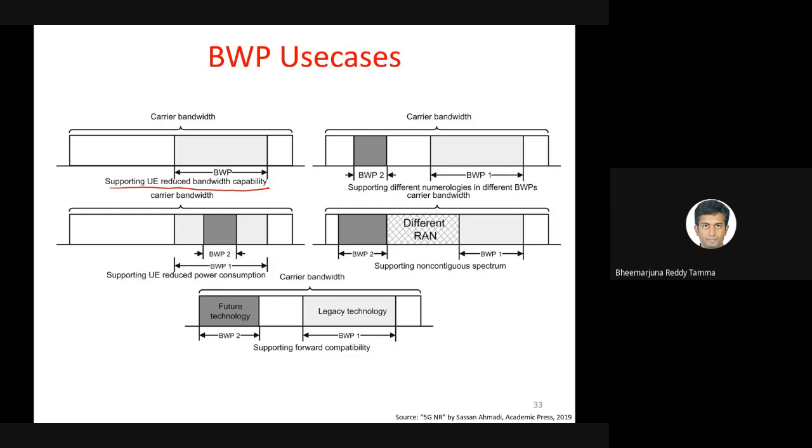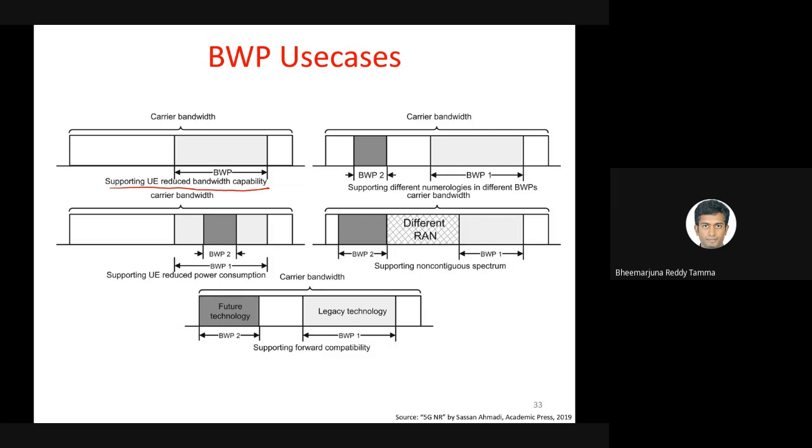It is not what you really want to do all the time, but this is one extreme use case where you are asking the base station to reduce the channel bandwidth to the subset of the bandwidth that the user equipment can operate on. That is case one.